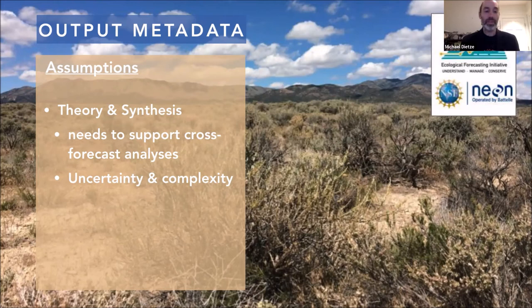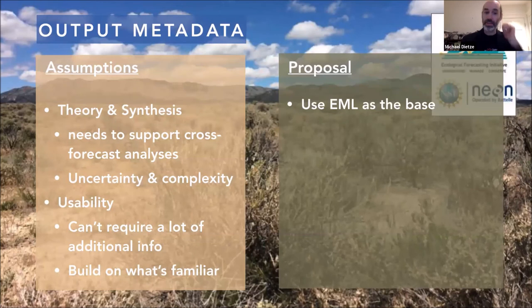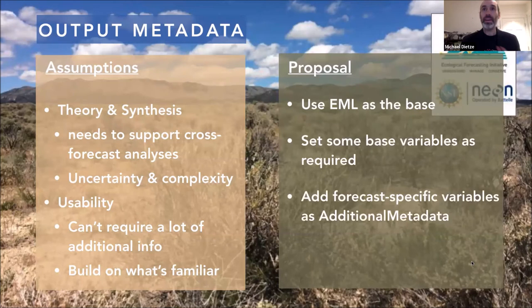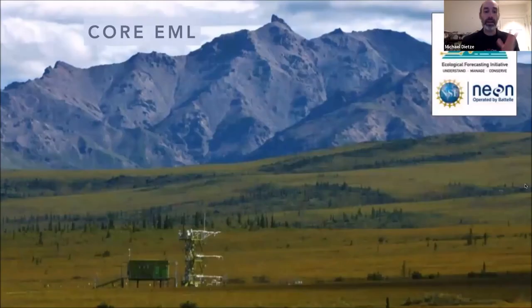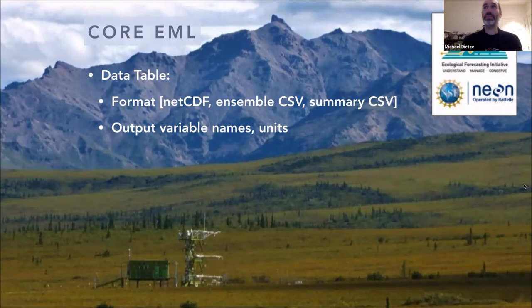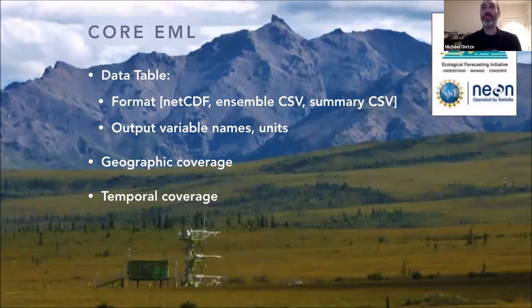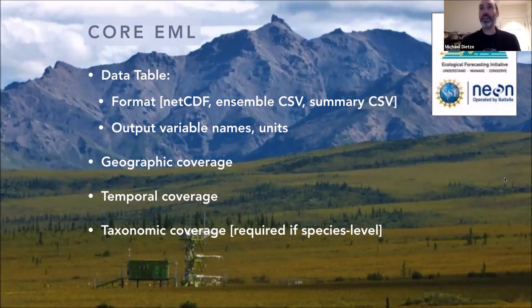With these constraints in hand, we proposed to use the Ecological Metadata Language as our base, but then set a subset of that EML as required, and then in addition, to add additional forecast-specific variables within the additional metadata field within EML. So within the core EML, one of the main things that we want documented is, within a data table, the output variables themselves, and so which file format was used, what your variable names were and what the units were, and other associated descriptors. We'd want to ask for the geographic coverage and the temporal coverage of the forecast, as well as the taxonomic coverage for any forecasts where taxonomy is relevant, and then also citation and provenance information about who made the forecast.